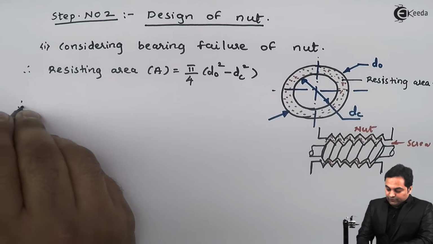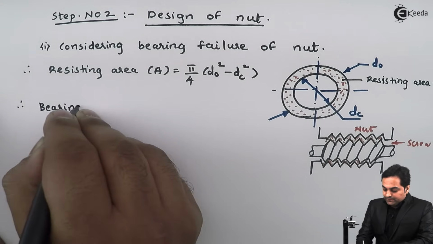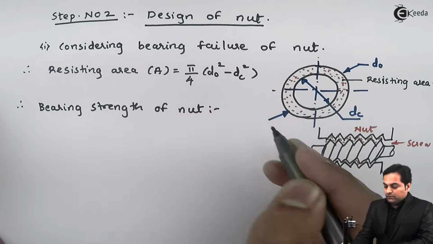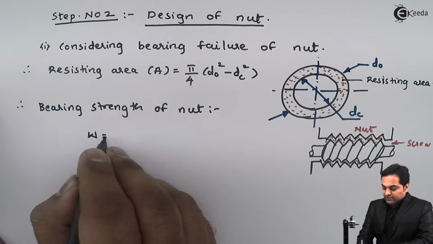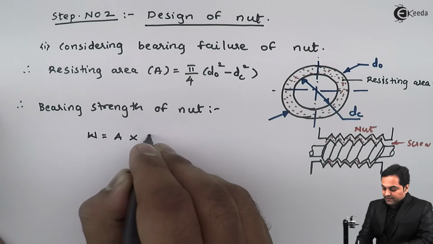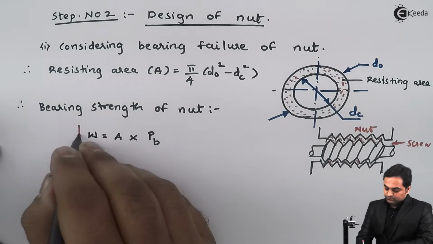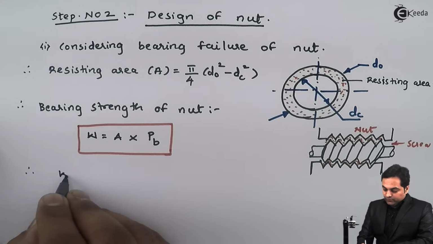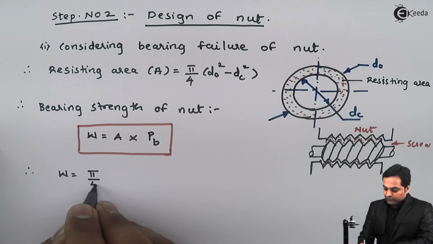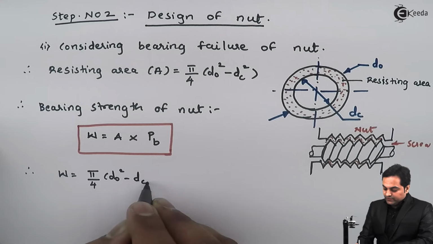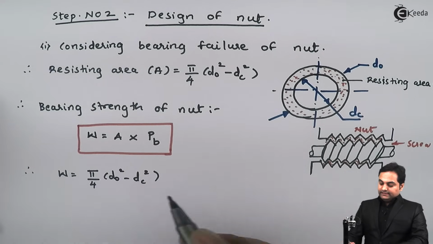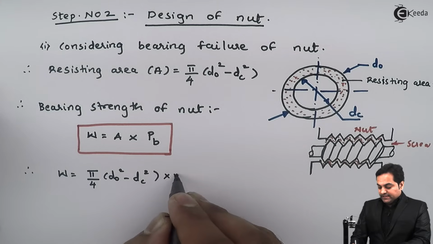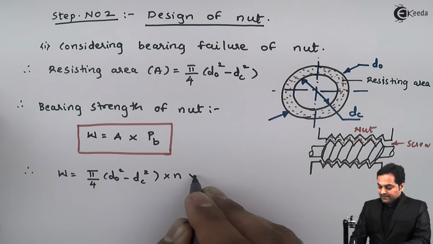Now I can say that the bearing strength of nut, W, is equal to area multiplied by bearing pressure. Therefore W is equal to pi by 4 into dO square minus dC square. Now this is the area of contact between one pair of screw and nut. Like this we have n number of pairs, so it is into small n multiplied by bearing pressure.